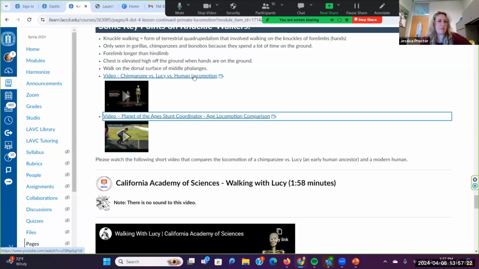So this one will be a little bit of a window into next unit when we start talking about bipedalism, but this is going to give you a comparison of a chimpanzee, which is a knuckle walker, versus Lucy, which is an Australopithecine or an early hominin, an early member of our lineage, and of course, modern human bipedal locomotion.